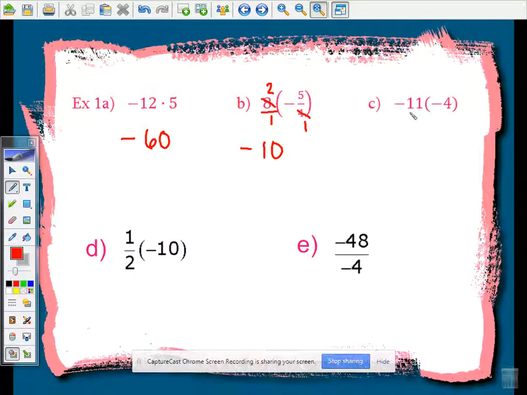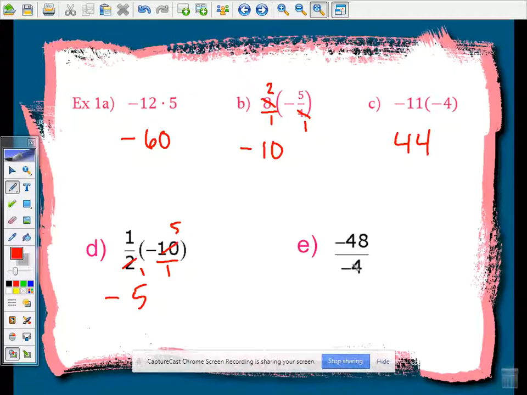Negative 11 times negative 4, they are both the same sign. They're both negative, so your answer is going to be a positive 44. Here again, let's do the sign first. We have a positive times a negative, which is a negative. If I put this over 1 here, now 2 goes into that 1 time and into that 5 times, so 1 times 5 is 5. So my answer is negative 5.